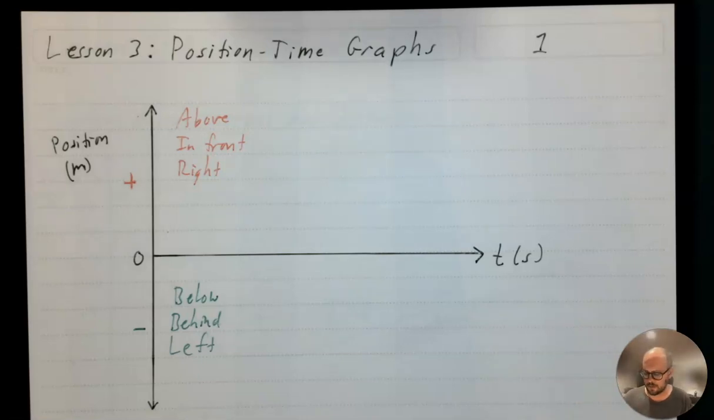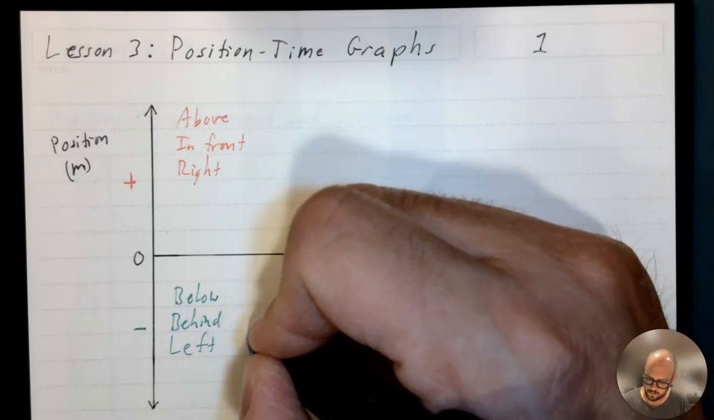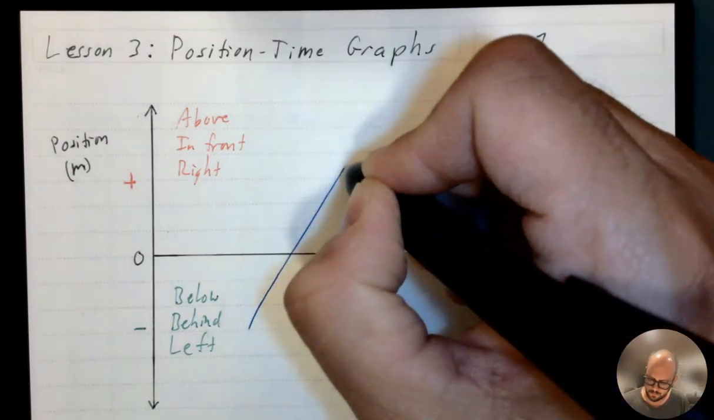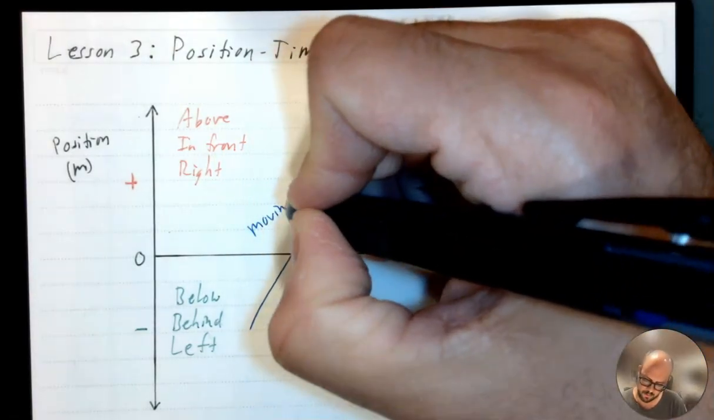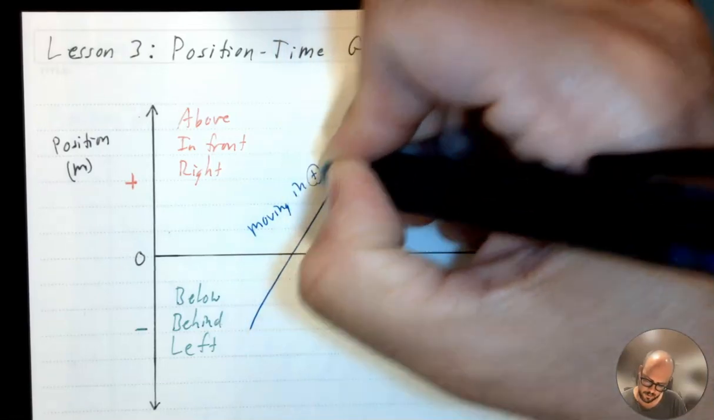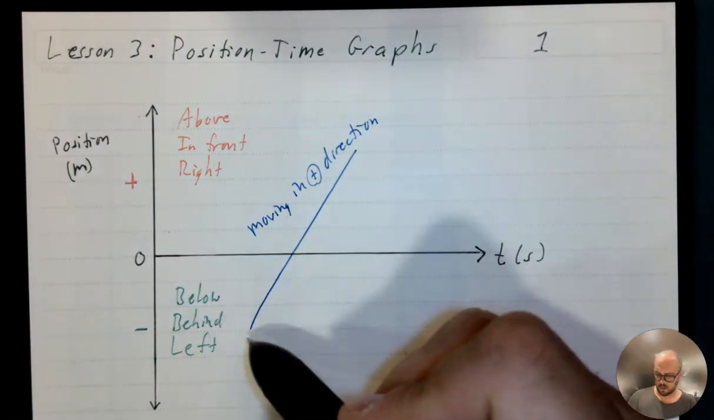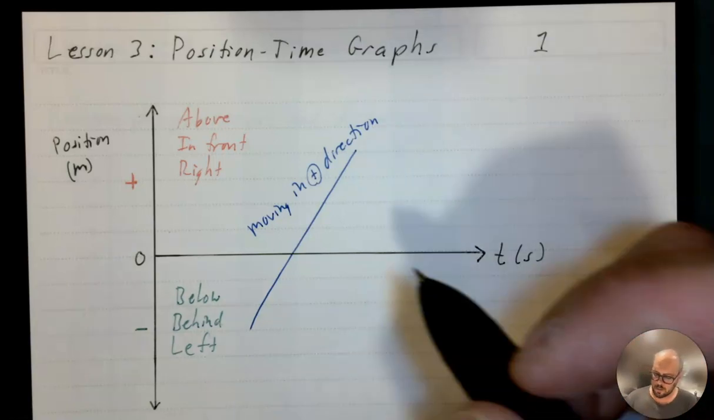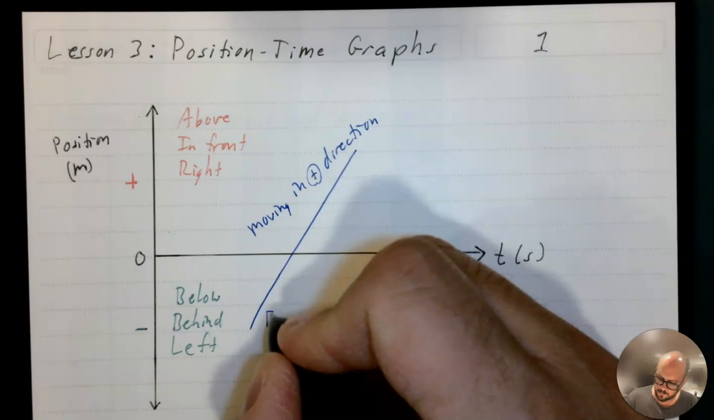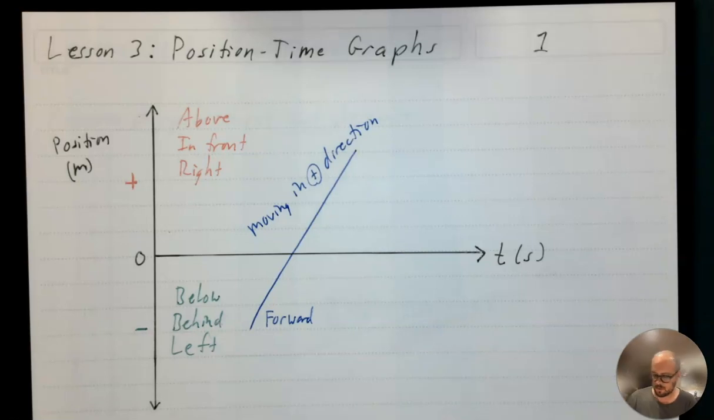Okay. The last thing that I want to talk about is what direction something is moving in. So if we have a graph that looks like this, we would say that this object is moving in the positive direction, because the position of this object is becoming more and more positive all the time. So we can use words like moving forward. We often use the word away.